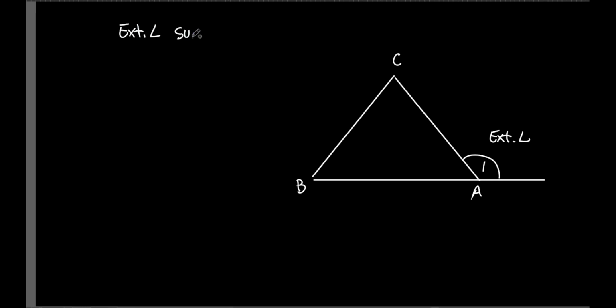The sum. Is it ringing a bell at all? Of the remote. Very good. That's the word I wanted you to remember. The remote, what? Interior angles. What does that mean? Okay, which one is the exterior angle? Angle 1. Angle 1 is the exterior angle. So what does this say? The sum of the remote interior angles is equal to the exterior angle. So angle 1 equals, what two angles add up to be angle 1?